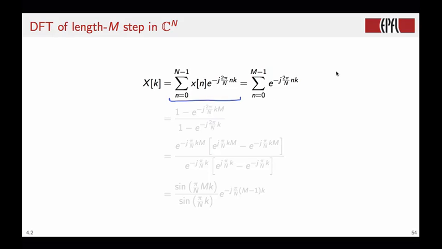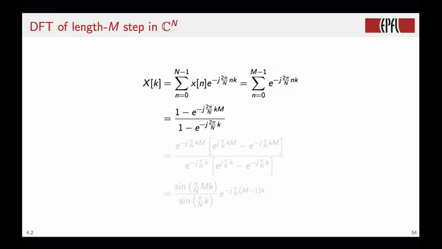So this is a geometric sum. We have seen that before, right? So the sum for n that goes from 0 to big M minus 1 of a to the power of n is equal to 1 minus a to the power of big M divided by 1 minus a. So we apply that, we obtain this ratio, and now we're going to perform a little trick.